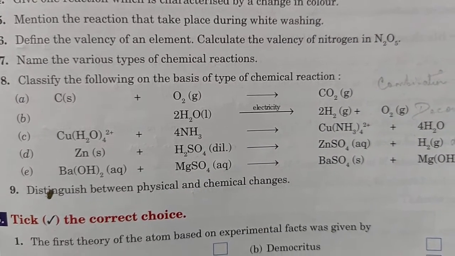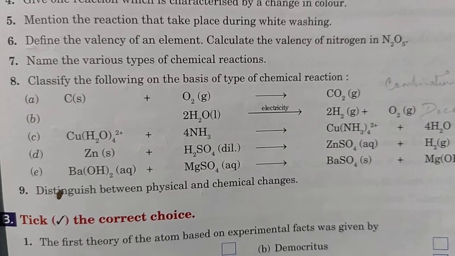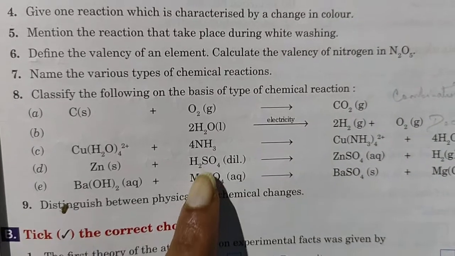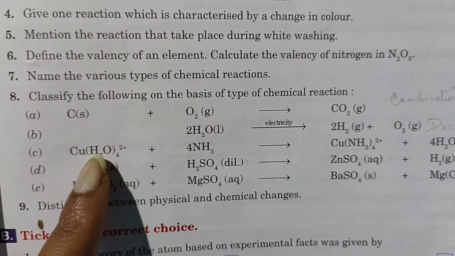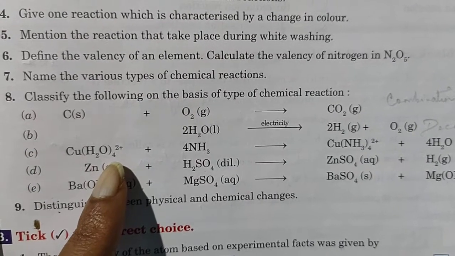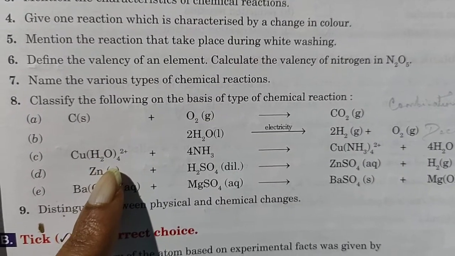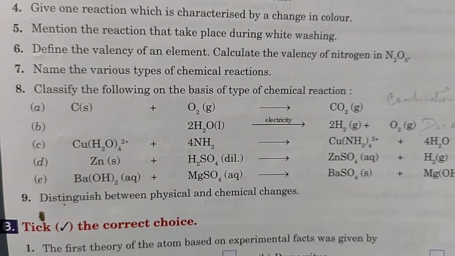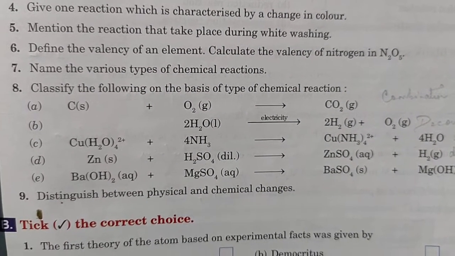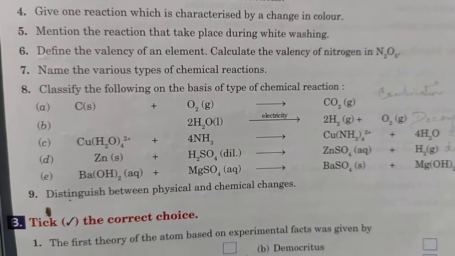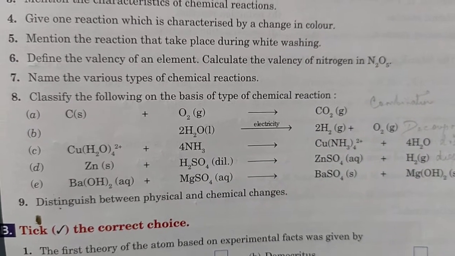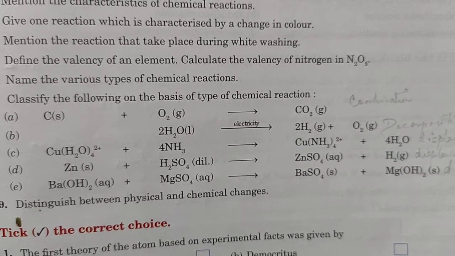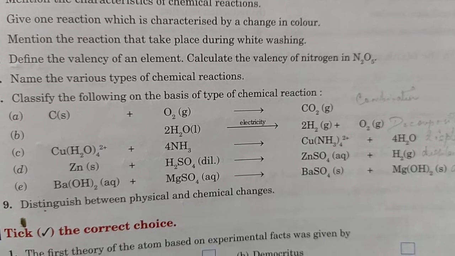Now here you see the third equation, Cu plus 4NH3, giving the copper ammonia complex. What happened over here is that this ammonia displaces H2O from the copper hydrate complex. So here you see this is a displacement reaction. Now Zn plus H2SO4 gives ZnSO4 plus H2, this is also a displacement reaction. The last one, that is E, Ba(OH)2 plus MgSO4 gives BaSO4 plus Mg(OH)2. So this is the double displacement reaction.